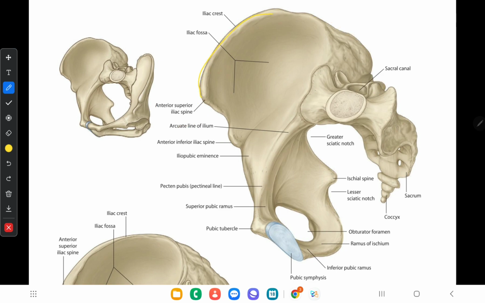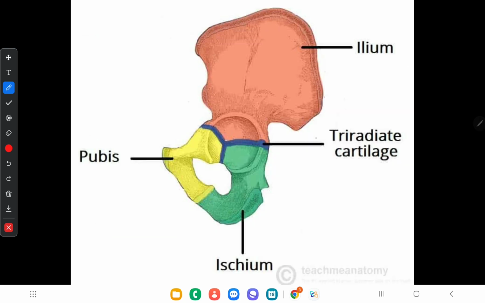In the iliac crest, this is the ventral 2/3 and this is the dorsal 1/3. In the ventral 2/3 of the iliac crest, there is an inner lip, an outer lip and also a middle area. In the outer lip of the iliac crest, there is a tubercle, roughly 5 centimeters posterior to the anterior superior iliac spine. Here this is the anterior side.